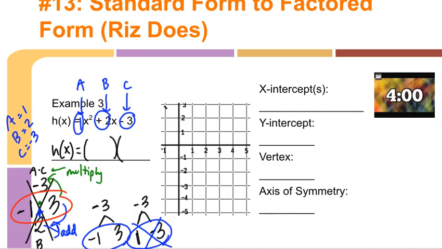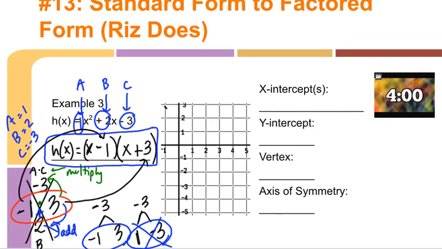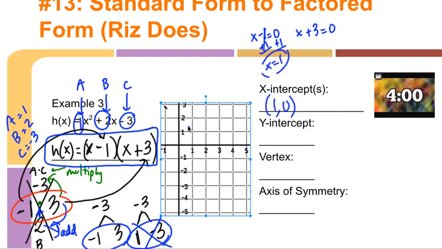So in this case, I'm going to set up my factors, and it's going to be x minus 1, because this was a negative 1, and then x plus 3, because this was a positive 3. This is my factored form of my equation, so now I can use it to find x-intercepts, y-intercept, vertex, axis of symmetry. Okay, so x minus 1 equals 0, and x plus 3 equals 0. Add 1, so x is equal to positive 1, that's one of my x-intercepts. And here I'm going to subtract 3, so x is equal to negative 3, that's my other x-intercept.